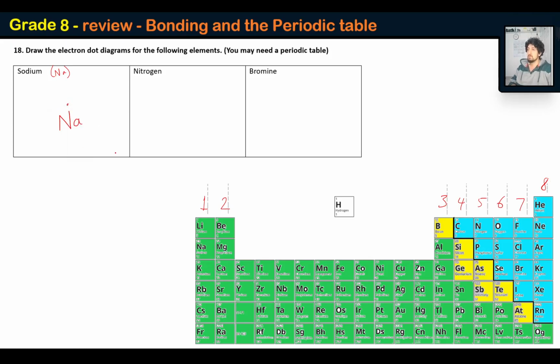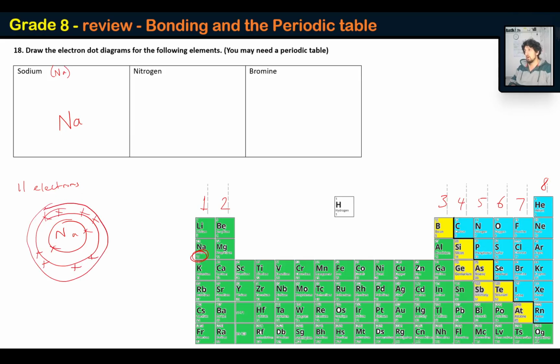So there's sodium. Another way I can figure out how many valence electrons sodium has is by looking at the proton number or the atomic number. Sodium has 11 protons, which means it has 11 electrons. And so this is what sodium looks like. It's got 2 on the inside, it's got 8 in the next level, and then it's got 1 on the very outside.